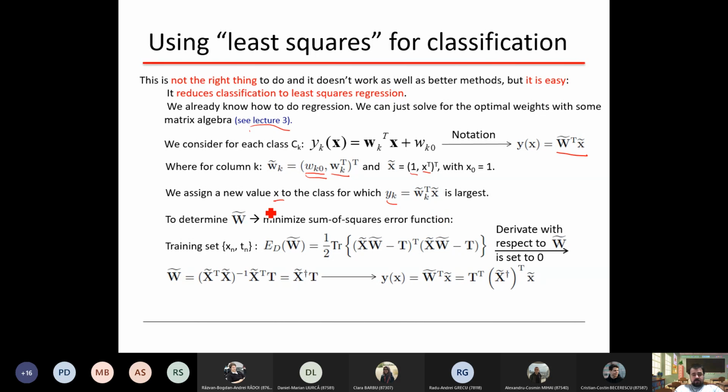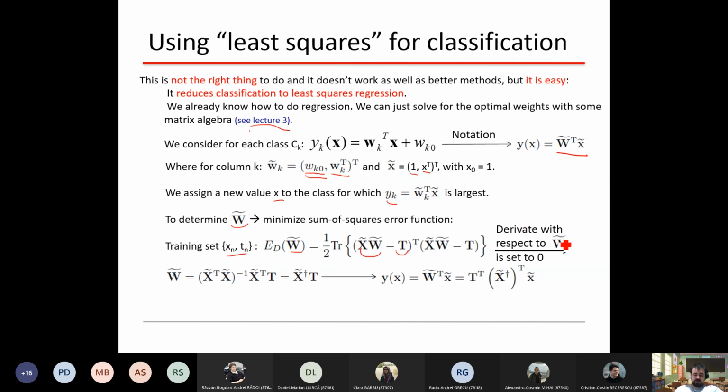And to determine W, what you have to do is to minimize the error, the sum of squares error in the case of regression. Therefore, if we have a training set xn and tn, the error depending on the weights is half the trace of this, which is the prediction because it's X multiplied by W, and this is the real target. Basically, it says the trace of prediction minus target to the power of 2.